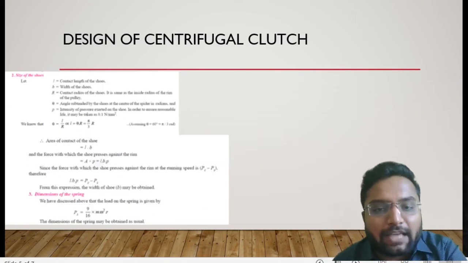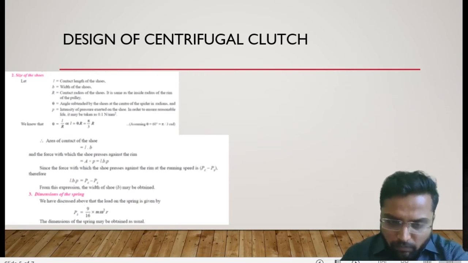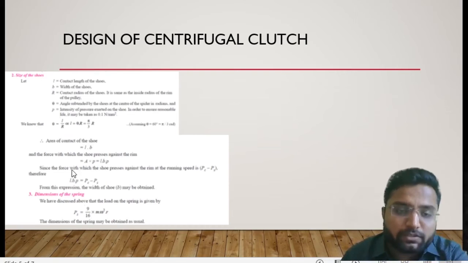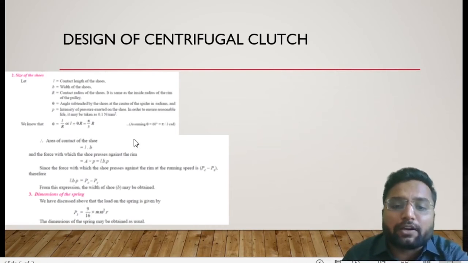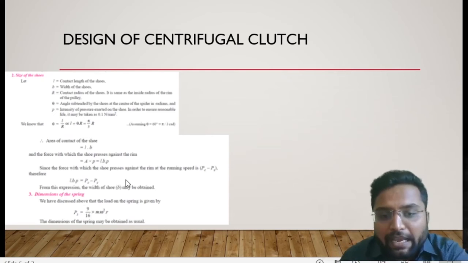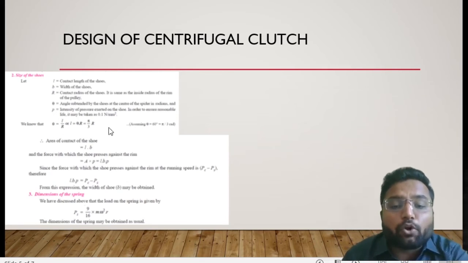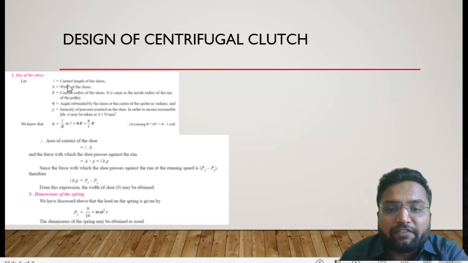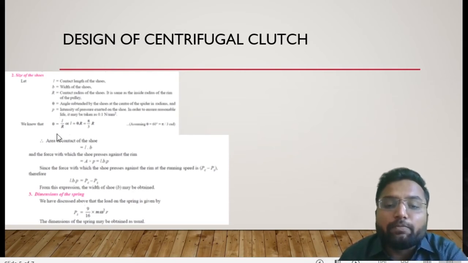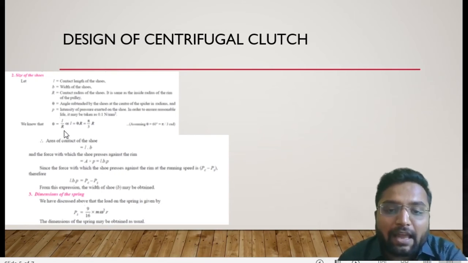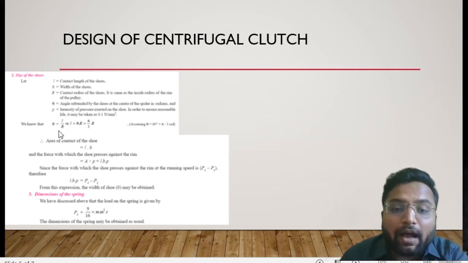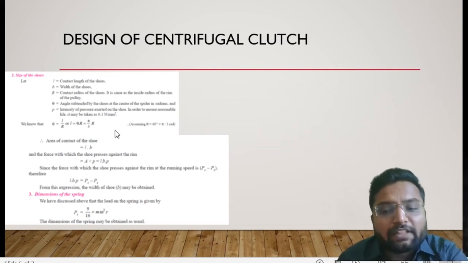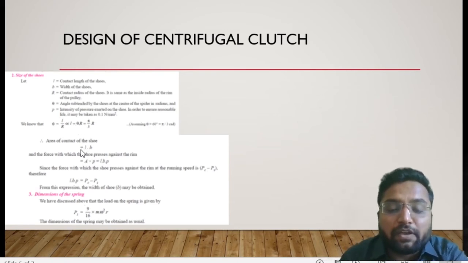Next is to determine the size of the shoe. As you know, to generate that amount of force, we have to create that amount of pressure on our shoe. Pressure is nothing but force upon area. So the area projected under this rim is nothing but L into B, where L is the length of the shoe and B is the breadth, or you can say width, of the shoe. Theta is equal to L by R, where R is the radius and theta is the angle made by our shoe with our center. So ultimately L is equal to theta into R, and A is L into B.